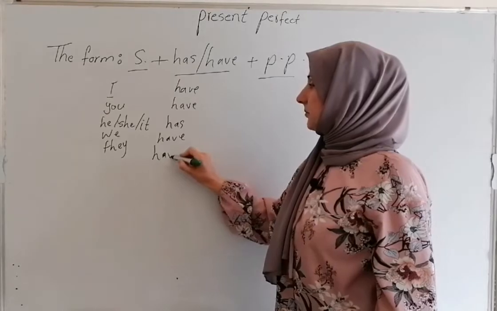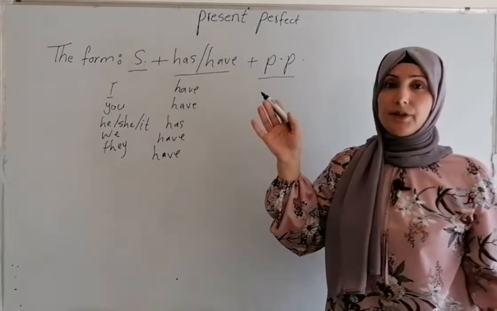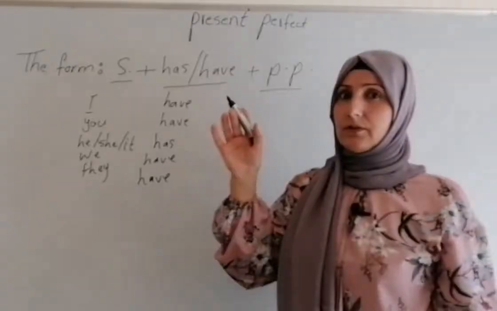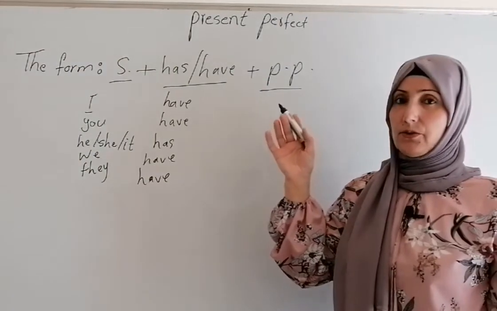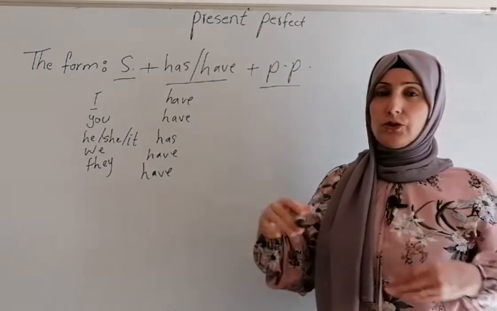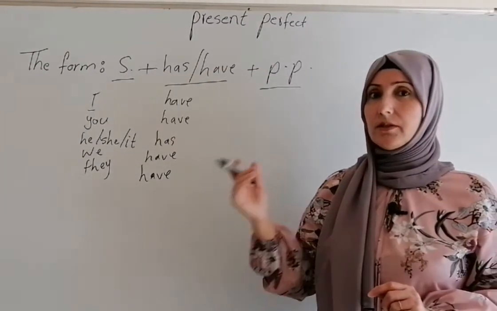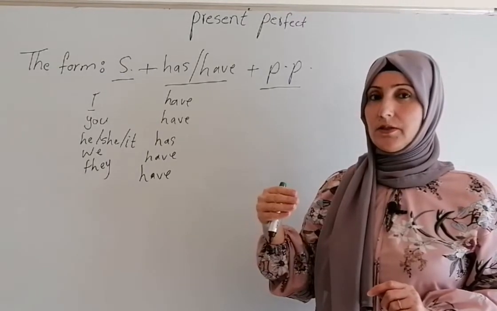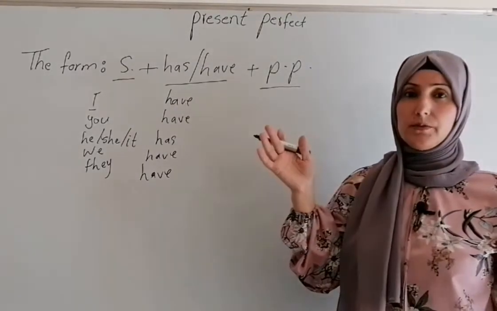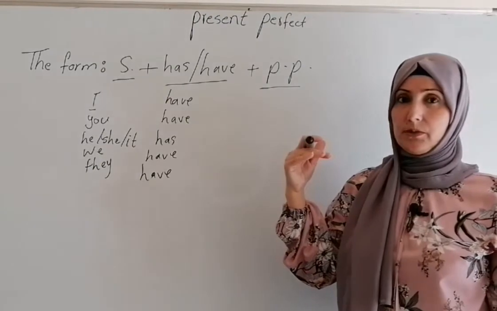Okay, the main verb, which is past participle, we have regular verbs and irregular verbs. You know that I talked about this in other videos. The second form is past and the third form is past participle. And the third form of the verb, the past participle of the verb, we have regular verb or irregular verb.